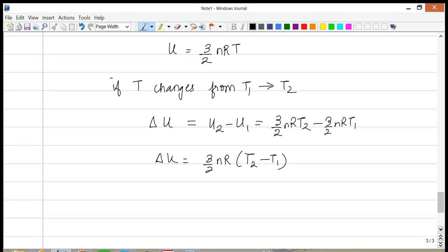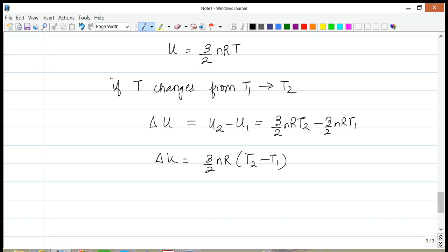Alright, so in order to calculate the change in the internal energy, all you need to know are the temperatures. And this is all for a monatomic ideal gas. That's all it depends on, nothing else. So if you know the temperatures at different points, then you can figure out the change in the internal energy.